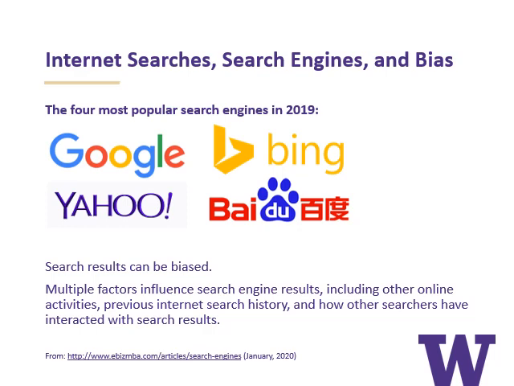An important consideration for using search engines for your research question is that search results can be biased. Multiple factors influence search engine results, including other online activities, previous internet search history, and how other searchers have interacted with search results. Search engines can be great tools for finding information, but be sure to understand that the results you receive are not displayed in order of authority or factual accuracy, but by the search engine algorithm.